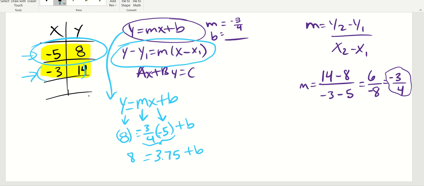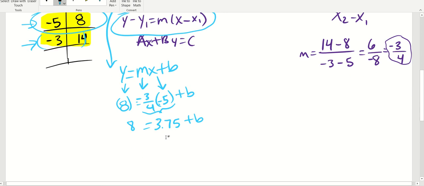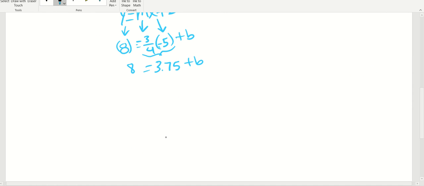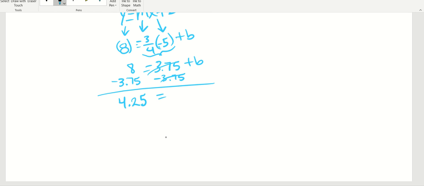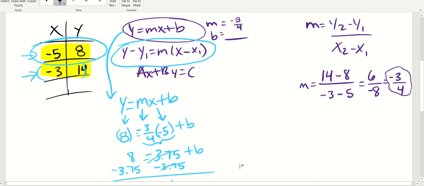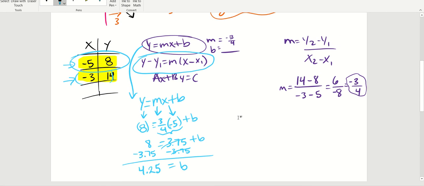All right, so now to get the b by itself, we are going to also just move the number next to it because there's an addition in between. This is adding, so the opposite will be to subtract. Cancels right here. 8 minus 3.75 is 4.25 equals b. All right, so then now that we have the m and the b, we put it together as an equation.